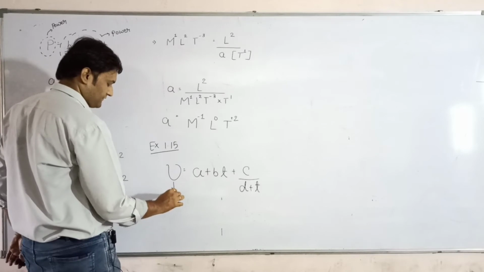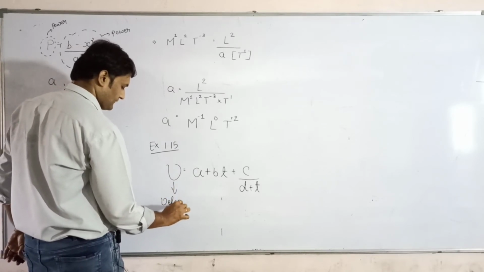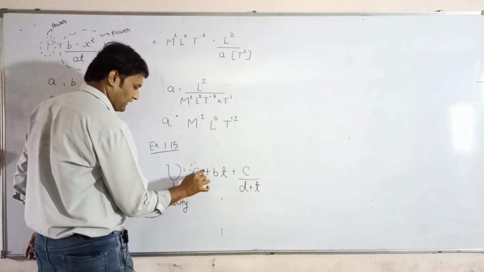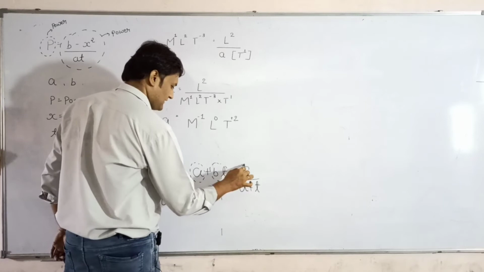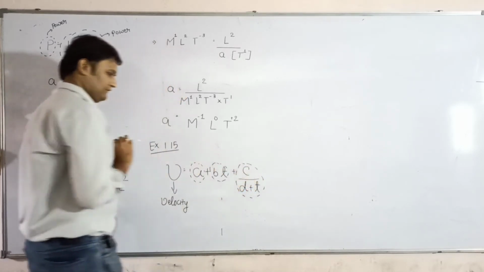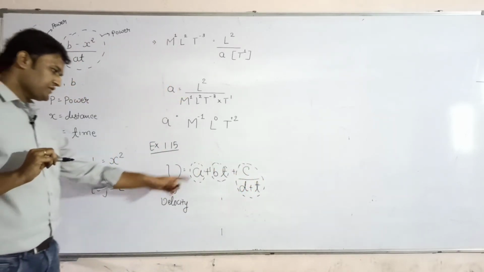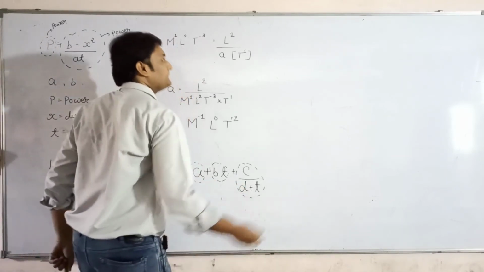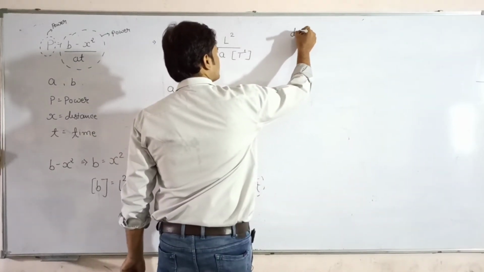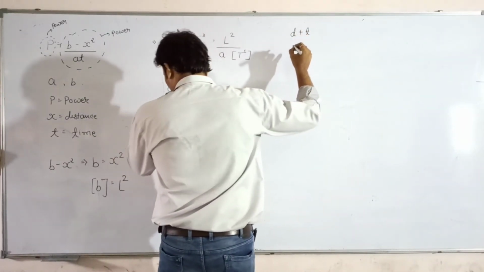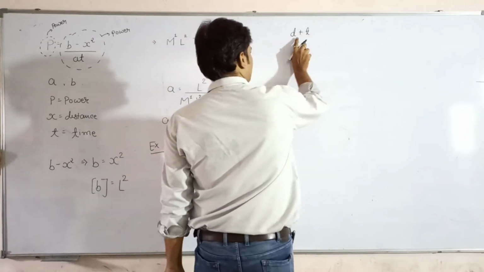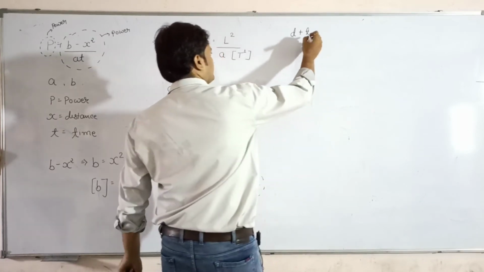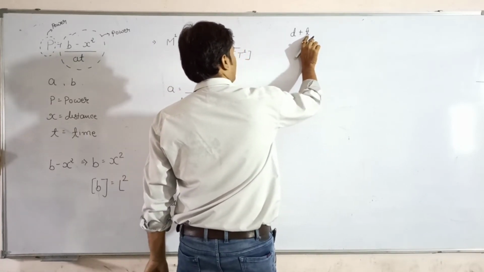So this is the velocity. This term is also velocity, this term is also velocity, and this term is also velocity. Okay. From the term D plus t, here the time, we are adding the time.